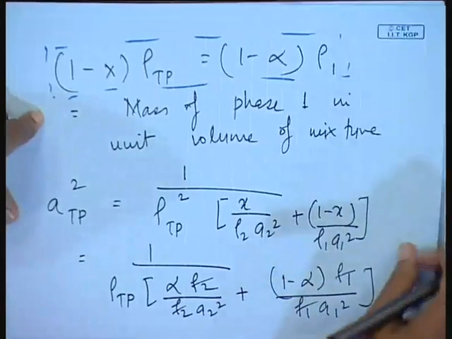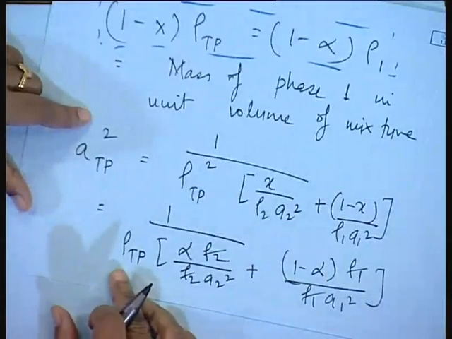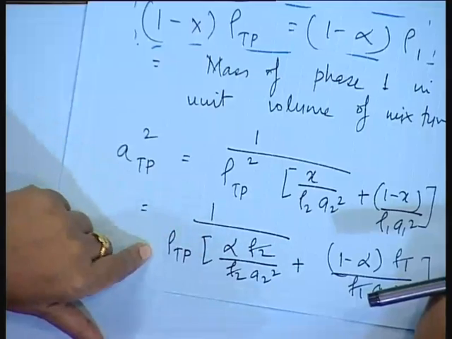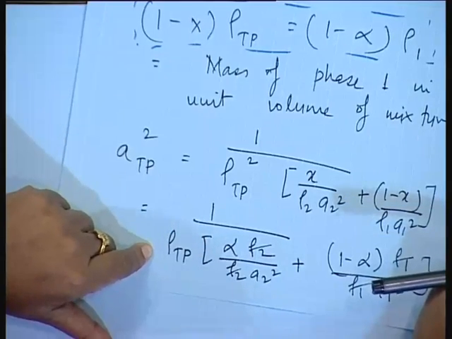And I can also simply write this rho T p as alpha rho 2 plus 1 minus alpha rho 1. Why am I doing all these things? So that I can express the two phase acoustic velocity in terms of certain known parameters, and in terms of the minimum possible number of known parameters. Just for that reason I am trying to do this entire endeavor. Agreed? So, I can substitute this rho T p in terms of alpha rho 2 plus 1 minus alpha rho 1. Let me do it and see what I get.